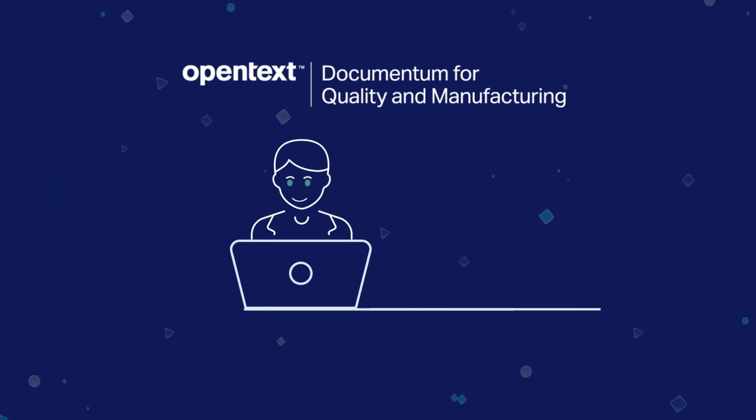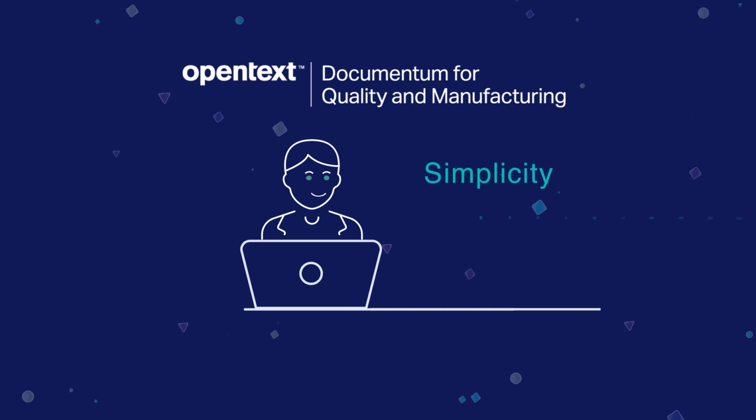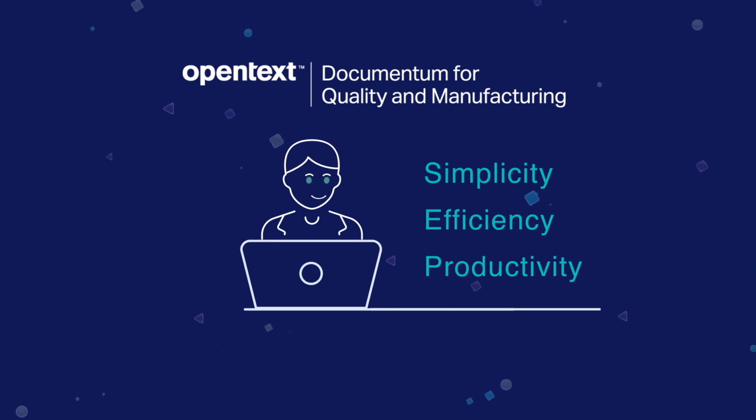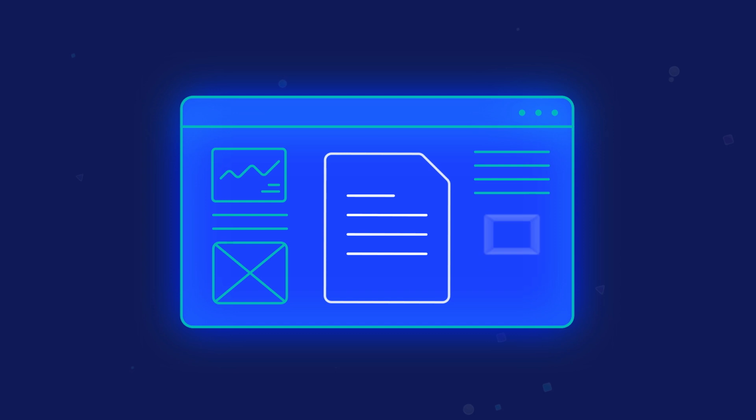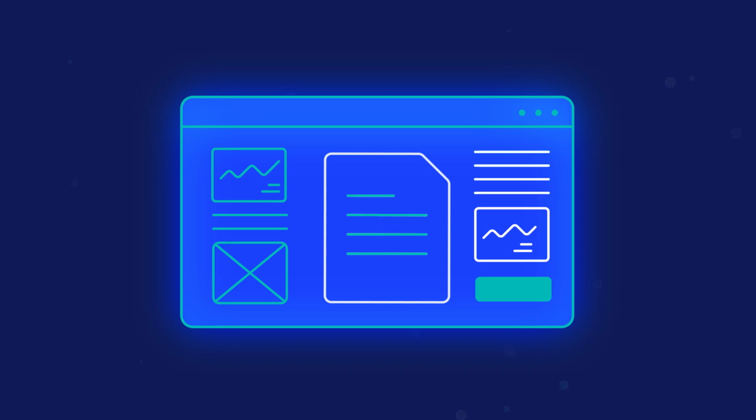Documentum for Quality and Manufacturing is about simplicity, efficiency, and productivity. Intuitive role-based interfaces and mobile integration make the solution easy and convenient to use. Documents are easy to create and retrieve and can be edited by multiple authors, with previous versions instantly replaced.